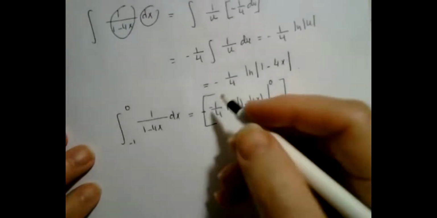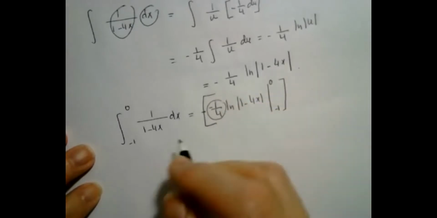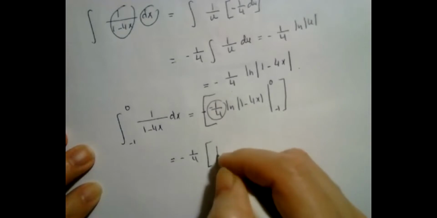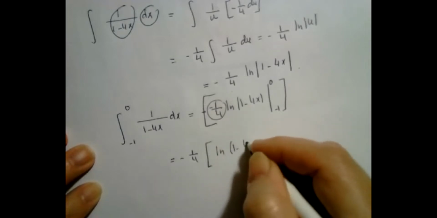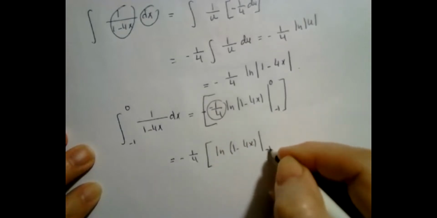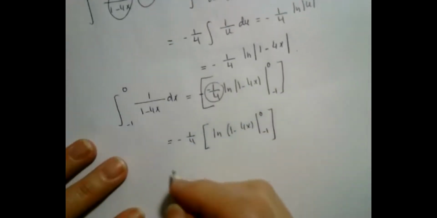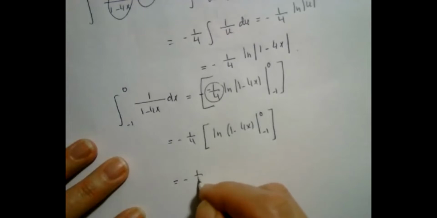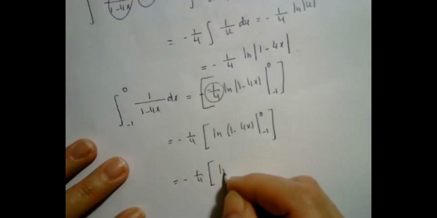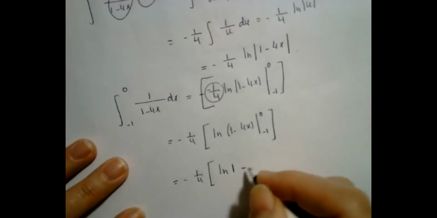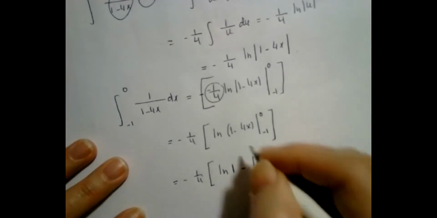Now, this minus 4 could be factored out. So I will have minus 1 over 4 times the ln, just to make the math easier, between minus 1 and 0. And at the end, I will have minus 1 over 4 times ln at the upper limit, which gives me a 1, minus ln at the lower limit.